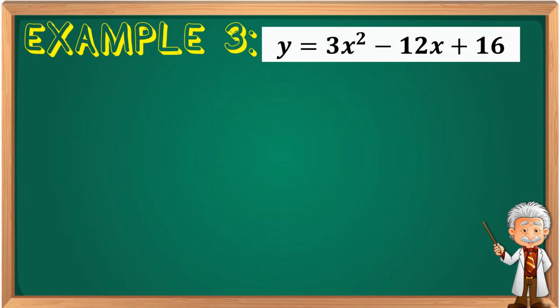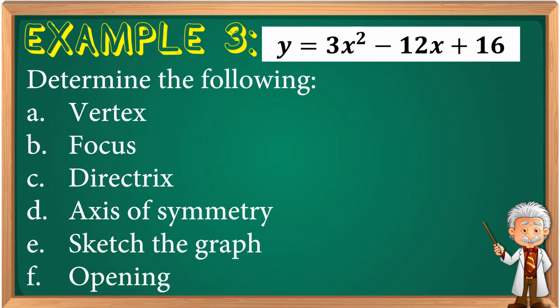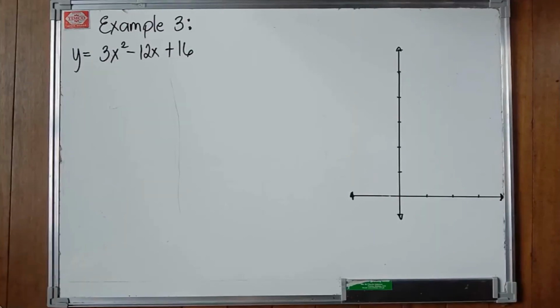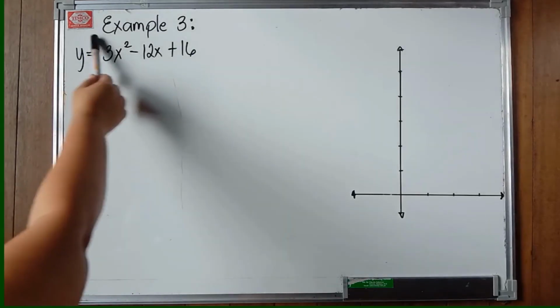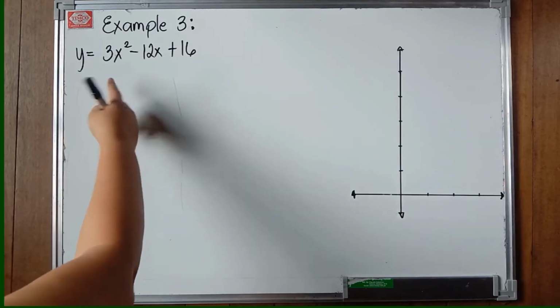Example number 3. So we have this equation of the parabola, and it is obvious that our vertex is at (h, k) and not the origin. So y is equal to 3x squared minus 12x plus 16. So we are going to determine the following: the vertex, the focus, the directrix, axis of symmetry, and sketch. We are going to sketch the graph and the opening of our parabola. Let's have example 3: y is equal to 3x squared minus 12x plus 16.